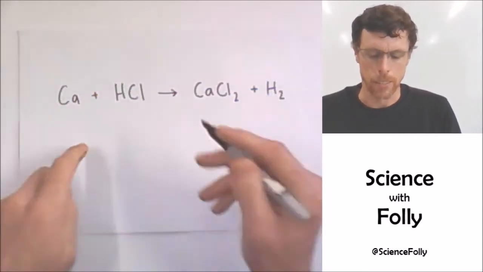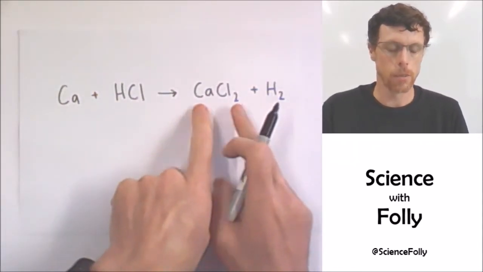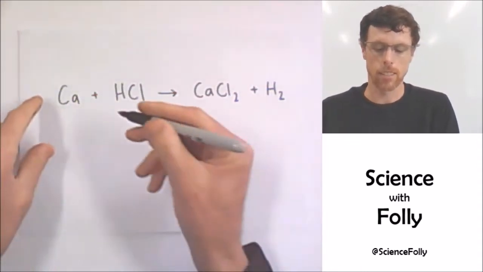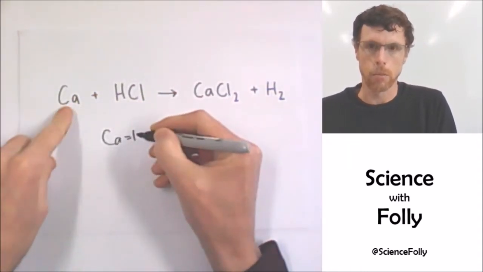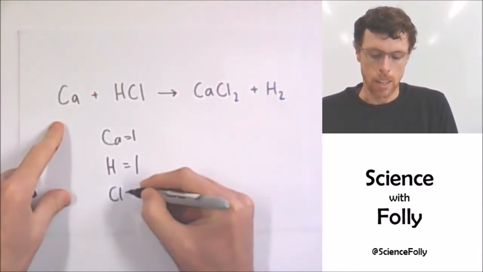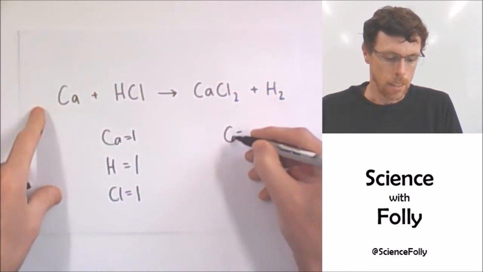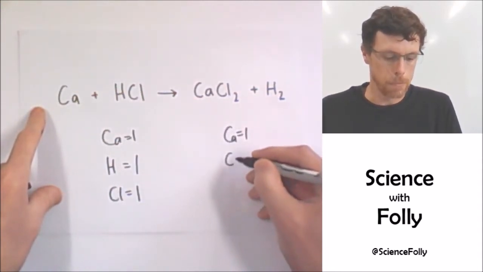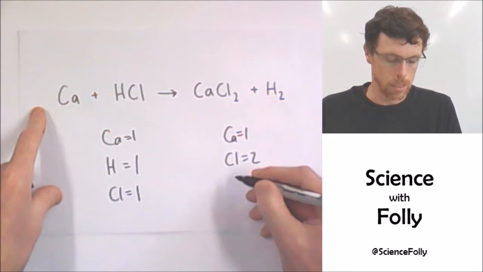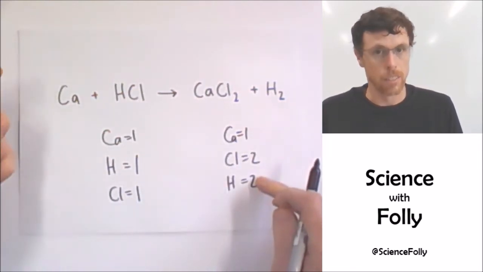Here's another one to look at. We've got calcium plus hydrochloric acid, and it gives us calcium chloride and hydrogen gas. On this side, we have one calcium, we've got one hydrogen, and we've got one chlorine. Over here, one calcium, two chlorines, and two hydrogens. So it's not balanced.